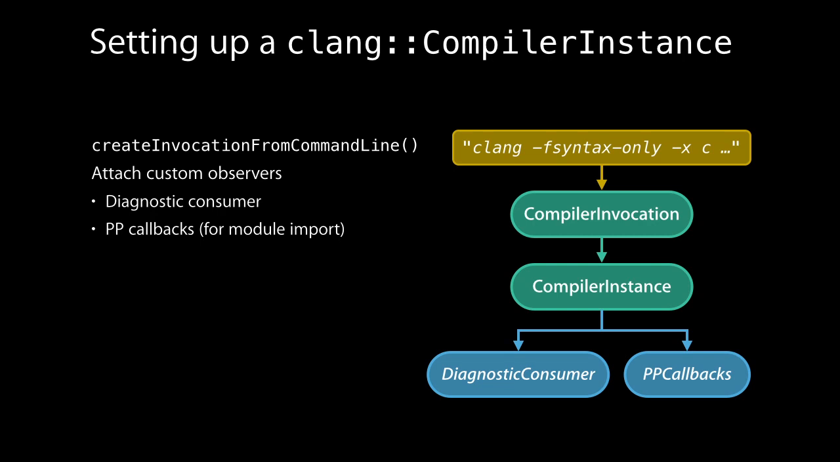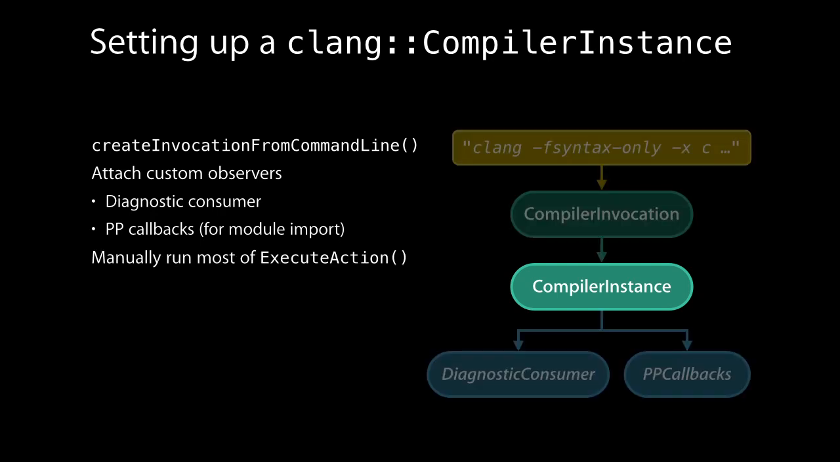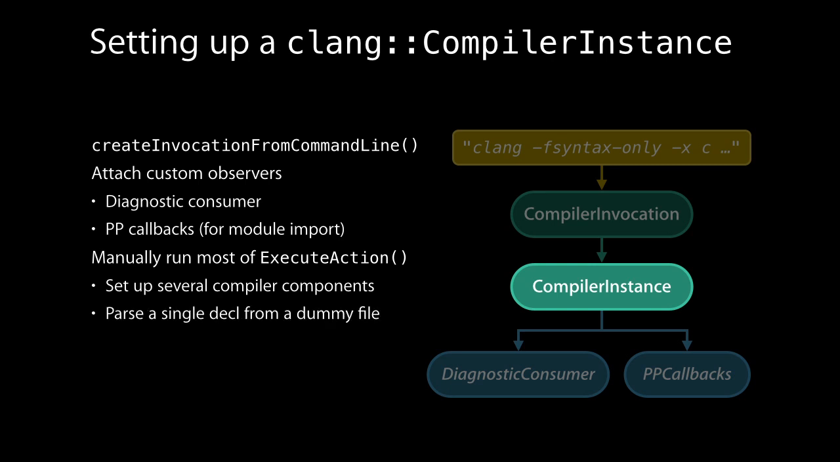Finally, once everything's set up, we would normally call a method called executeAction on the compiler instance. What does executeAction do? Well, first it sets up several important compiler components. These are things like the parser, preprocessor, the AST reader for loading modules, things like that. After we have everything set up, we're going to parse any input files, which in this case is just going to be a single file, probably just a memory buffer that has a single declaration in it. This makes sure everything's been properly initialized and loaded.